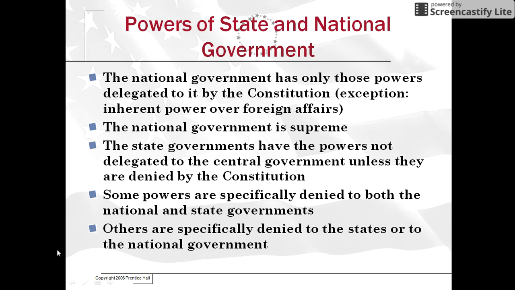So, the national government has only the powers delegated to it by the Constitution. State governments have everything not mentioned in the Constitution. Anything not mentioned in the Constitution. If something is denied to the states or denied to the national government, that's still mentioned in the Constitution. So if it's not mentioned in the Constitution, that's a state power. Those are called reserved powers. Okay, and then there are some denied powers, denied to both of them, some denied just to the states, some denied specifically just to the national government.